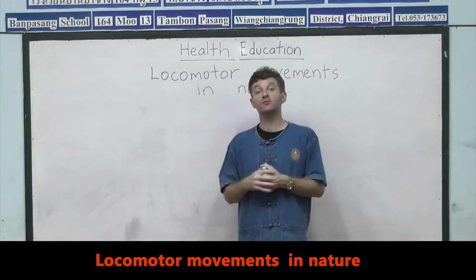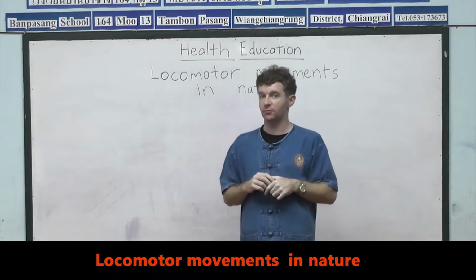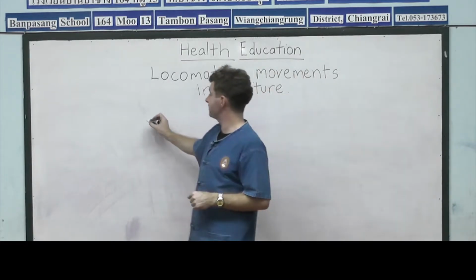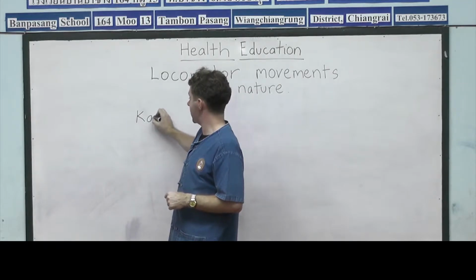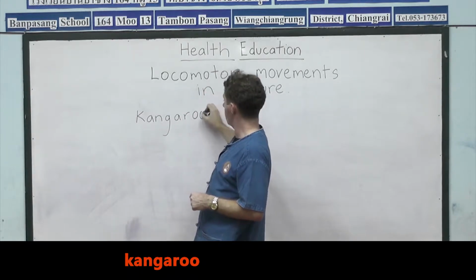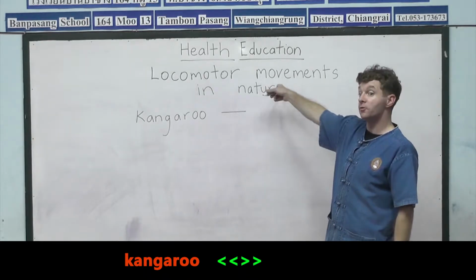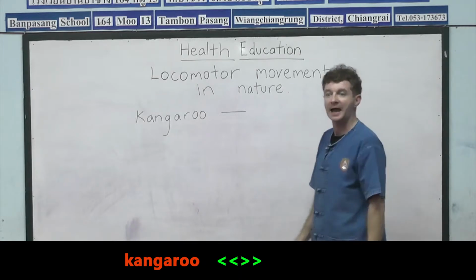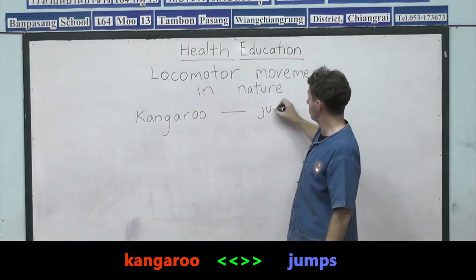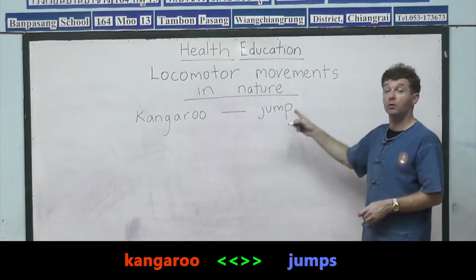Okay, so who can give me some movements that animals do? Give me the movement and the animal that does it. Okay, kangaroo. Kangaroo, how do we spell? K-A-N-G-A-R-O-O. Kangaroo is the animal. What is the type of locomotor movement? The jump. Excellent. Kangaroo will jump. J-U-M-P. Okay. Kangaroo jumps.